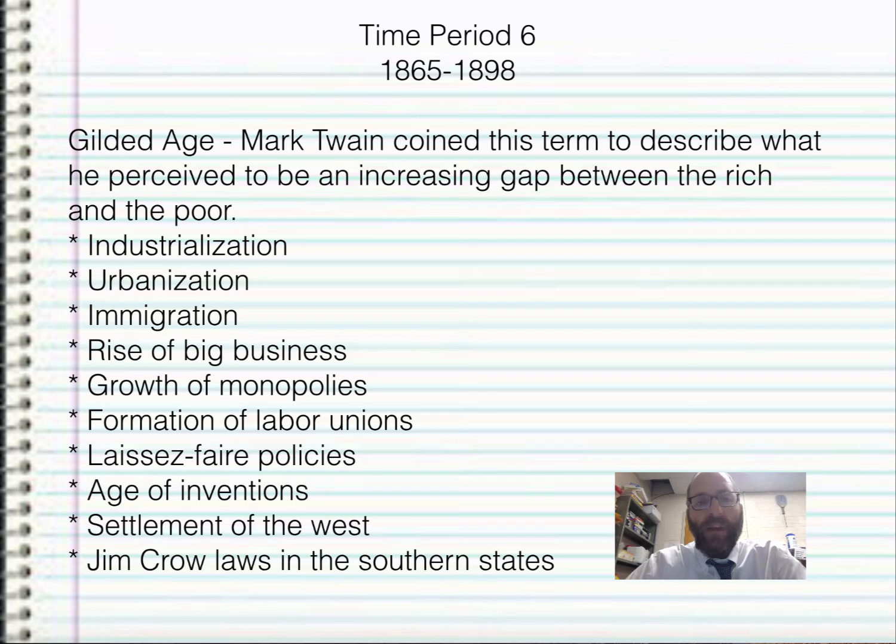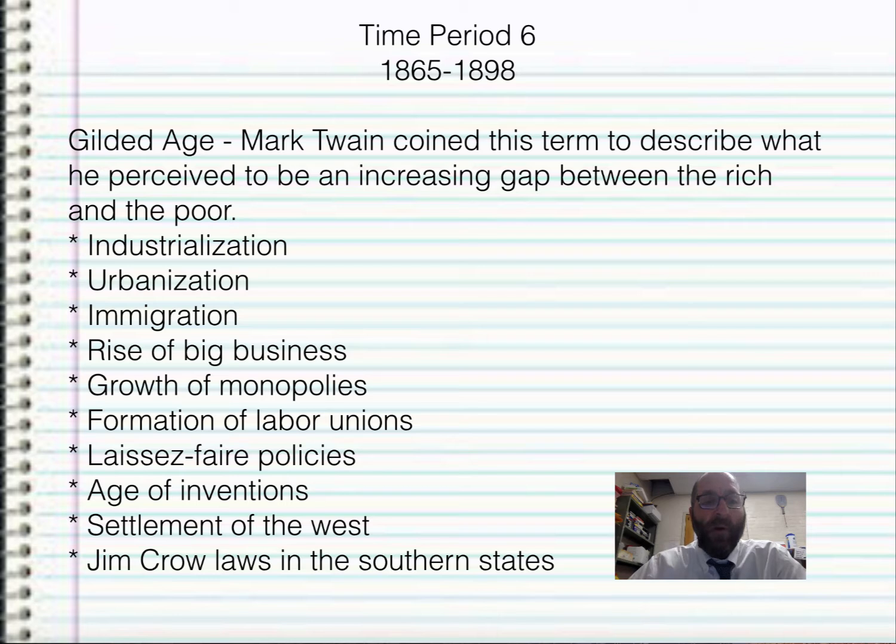Okay, time period 6 is the late 1800s. Mark Twain, the author, called it the Gilded Age. He used this term to describe what he perceived to be an increasing gap between the rich and the poor. So anything during the late 1800s time frame will deal with industrialization. People are moving to the cities, urbanization.